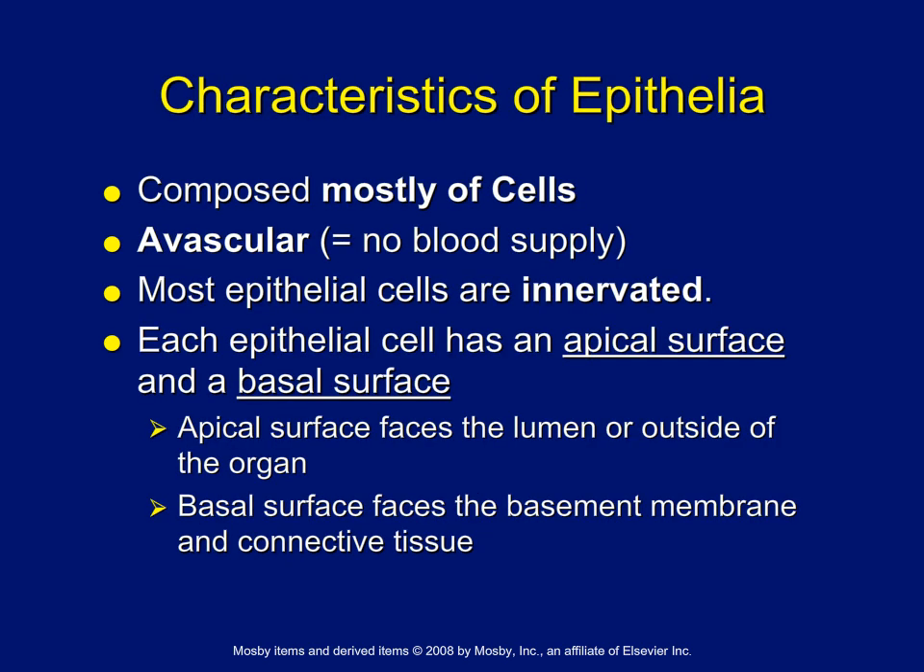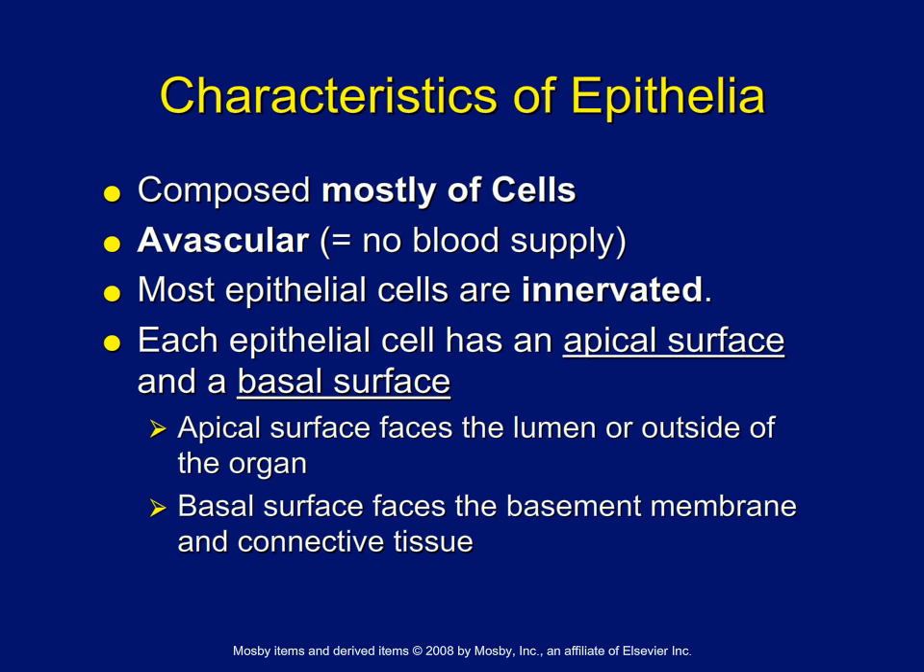Now, epithelium is a very unique type of tissue. Compared to the other 3, it is the most cellular type of tissue. That is, it's composed mostly of cells. The other thing that makes it unique is that it is avascular. That means it has no blood supply. So all the nutrients that supply epithelial tissue actually come via diffusion from the blood vessels that are underneath the epithelial tissue, and that's usually in the connective tissue.